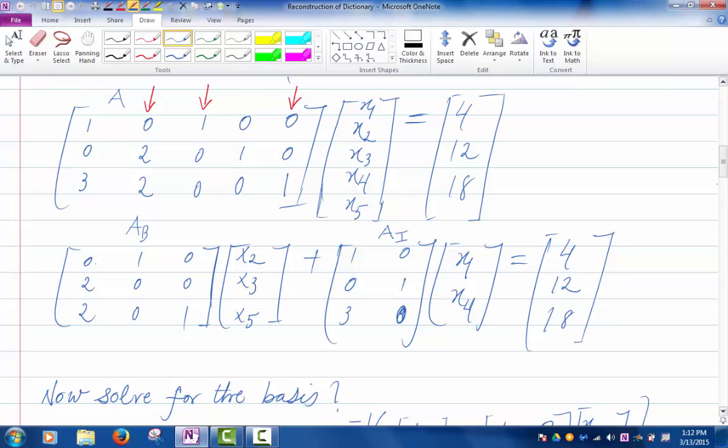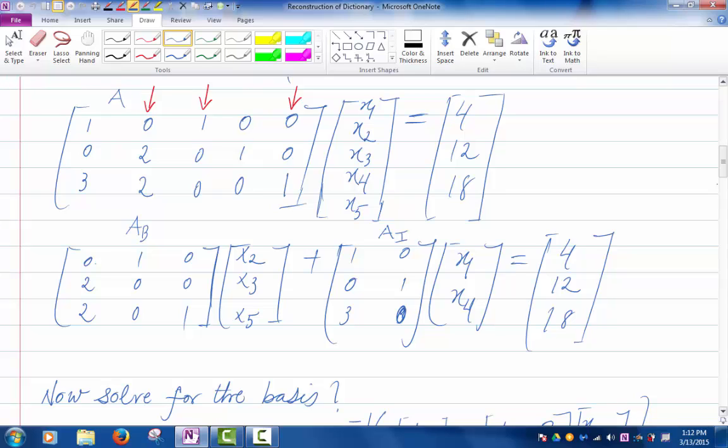But these two equations are equivalent. If you explicitly write down the equations on the left side of this second equation and the left side of the first equation here, you'll see that we get the same equations. Is everybody okay?